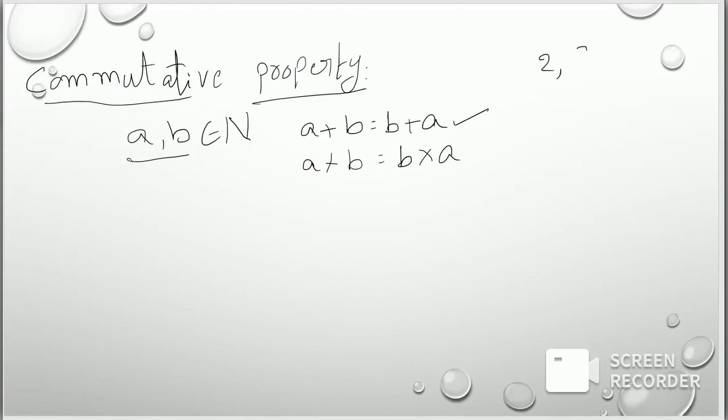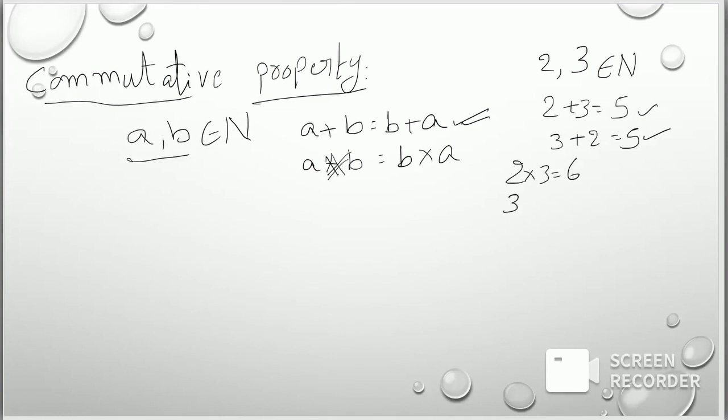If you take any two numbers, 2 and 3, belonging to the set of natural numbers, then 2 plus 3 is equal to 5 and also 3 plus 2 is equal to 5. These two values are equal, so the property is satisfied. Now for multiplication, 2 into 3 is equal to 6 and also 3 into 2 is equal to 6. Here also the values are equal. That means a into b is equal to b into a.